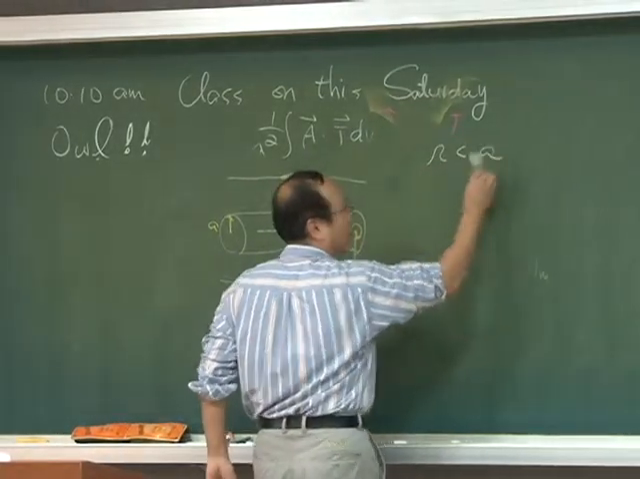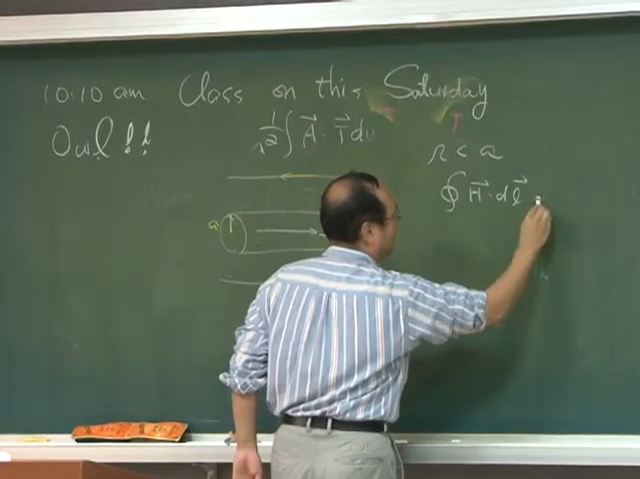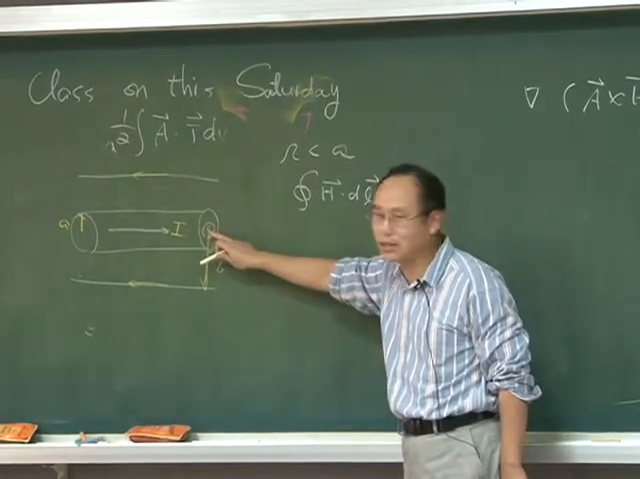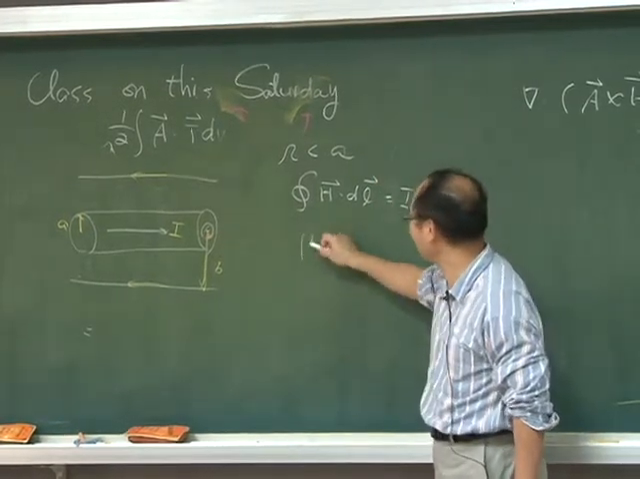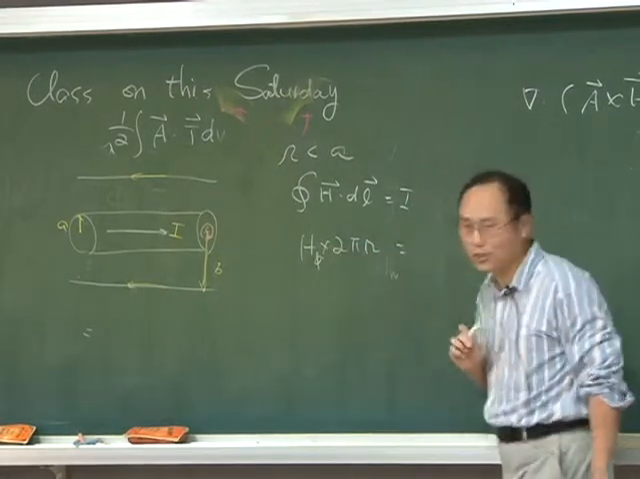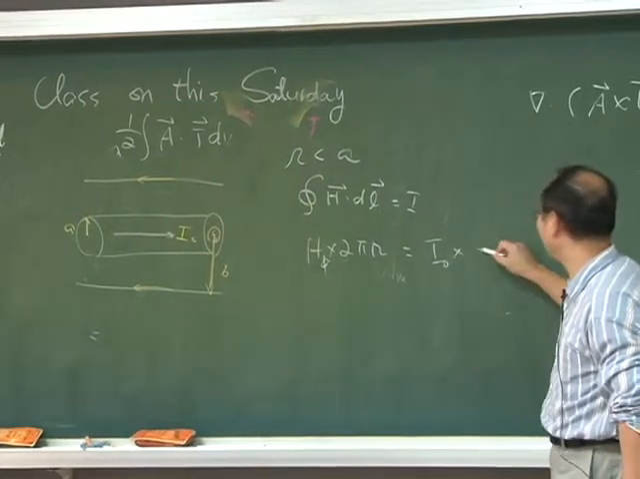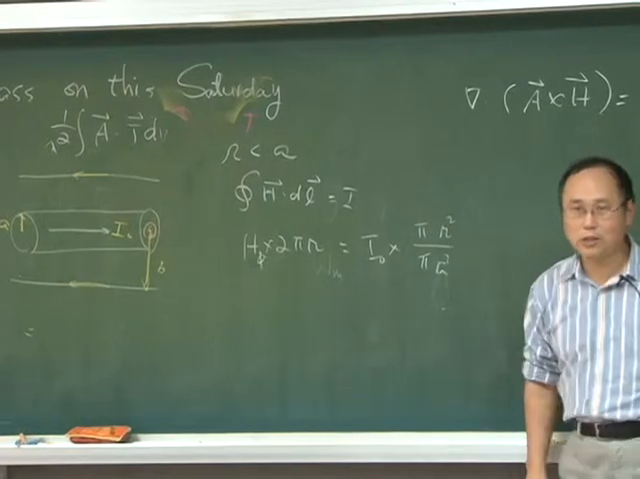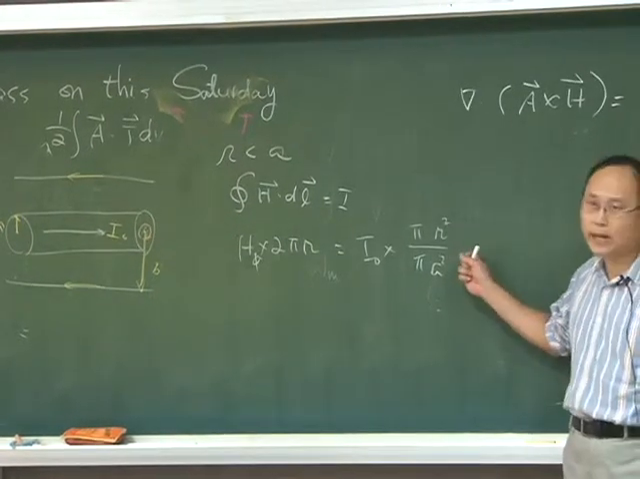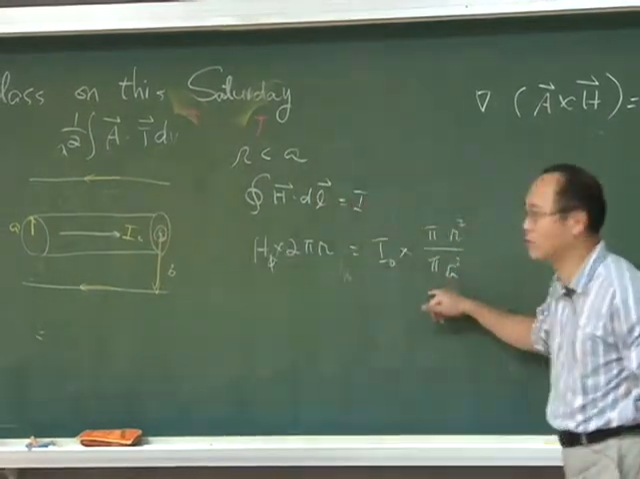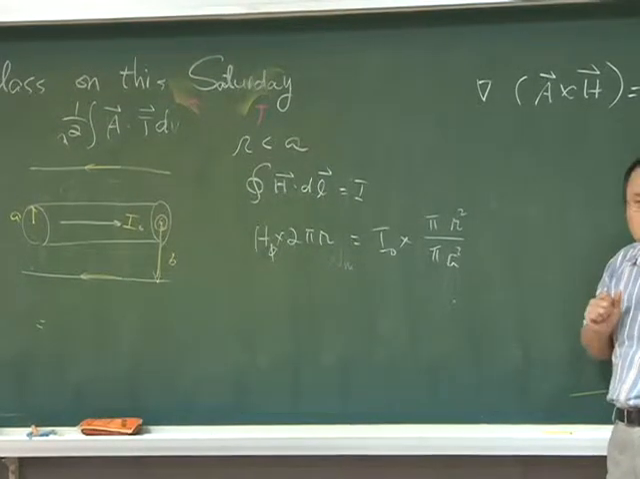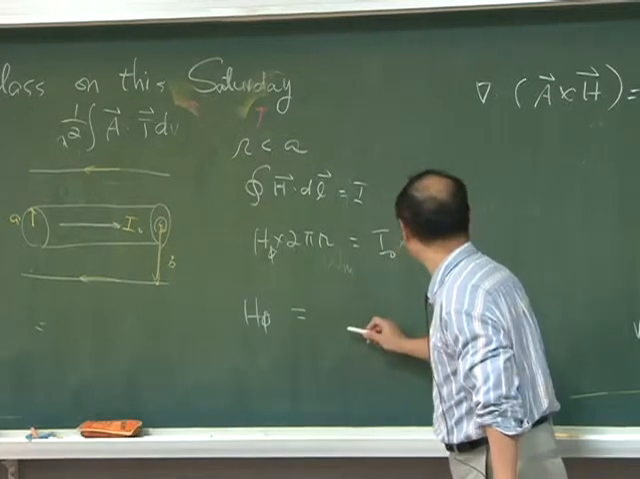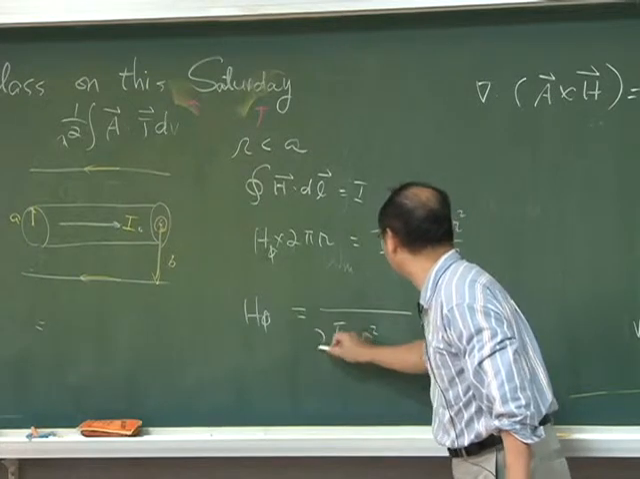So when R is less than A, you use Ampere's law. The current contained inside this small radius, this is along the phi direction, is equal to the total current multiplied with the ratio of the area. So you have pi r squared over pi a squared, because it's a uniform current. Therefore, on the right-hand side, the current within this radius is equal to the total current multiplied with the ratio of the surface area. No problem here, right? So you have the phi component of the magnetic field intensity equal to I over 2 pi a squared times r.